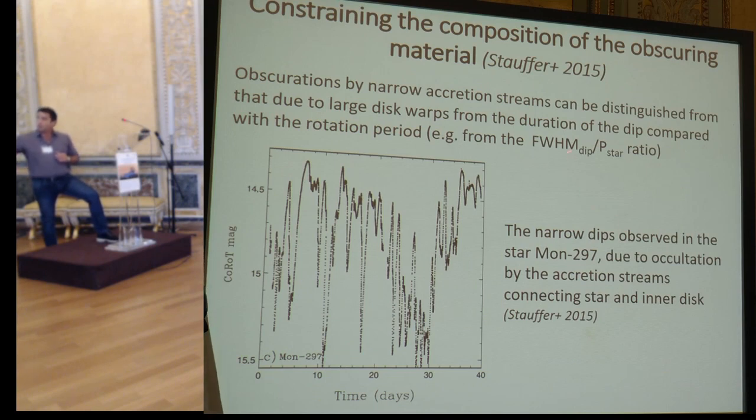For instance, you can also compare the size of the dips in the light curve with the rotational period of the star. And again, this helps you discriminate if the obscuring material is part of the disk or part of the accretion stream.